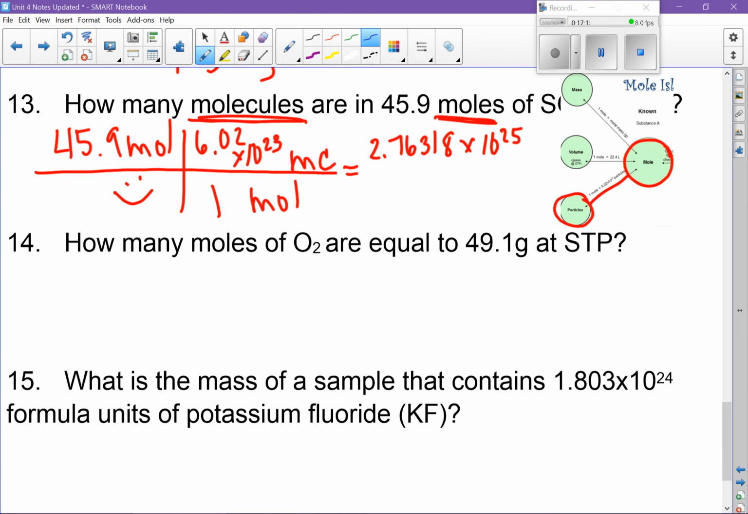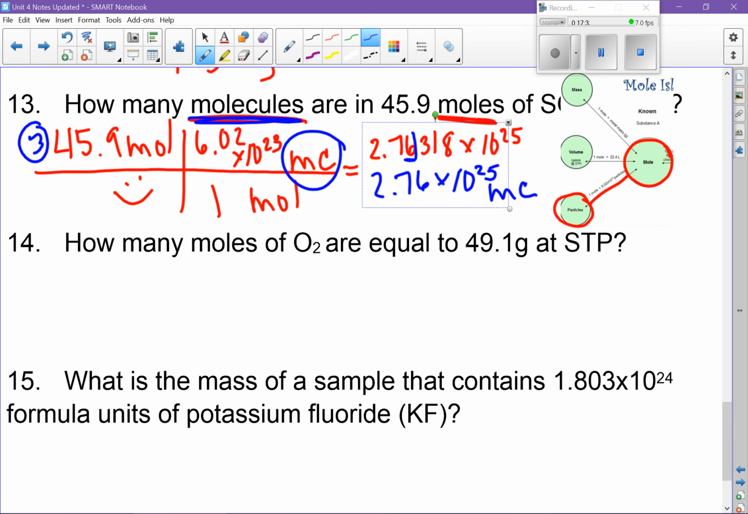This had 3 sig figs to begin with. The third sig fig here is at the 6. That is going to stay. Don't forget to write the times 10 to the 25 at the end. That makes a difference in your answer. Lastly, we need a unit. We were solving for molecules, which is that unit right there. So put that on your answer.